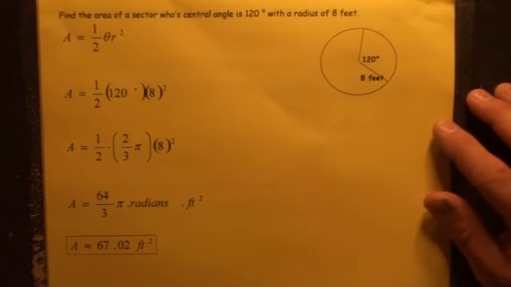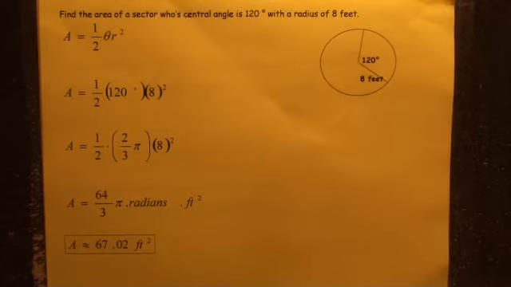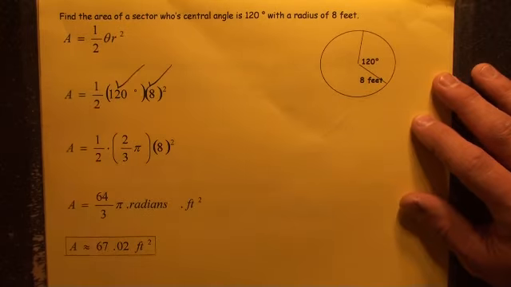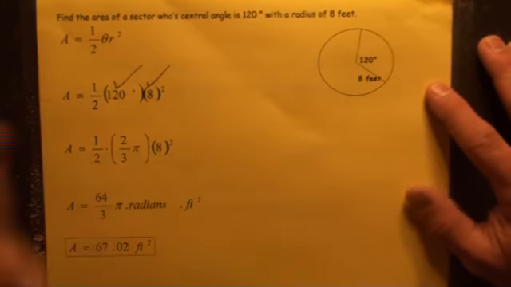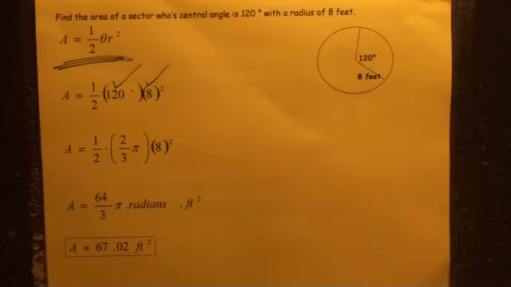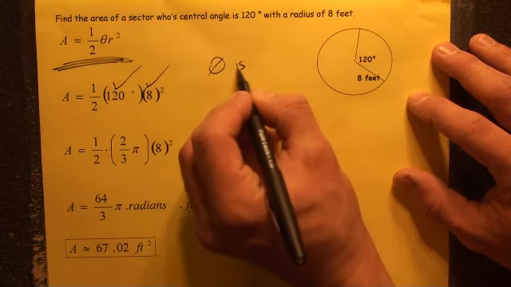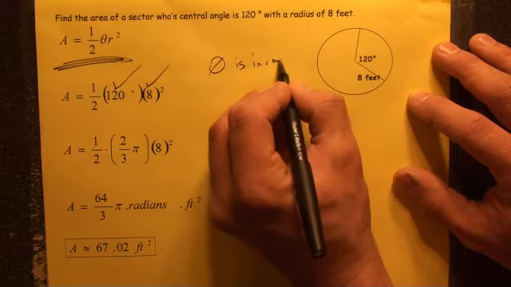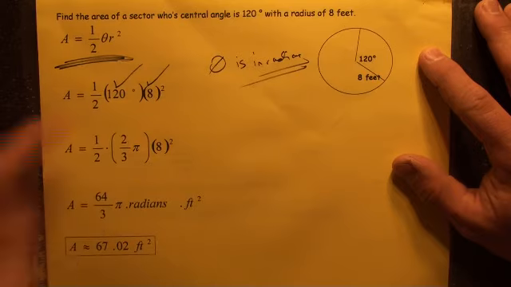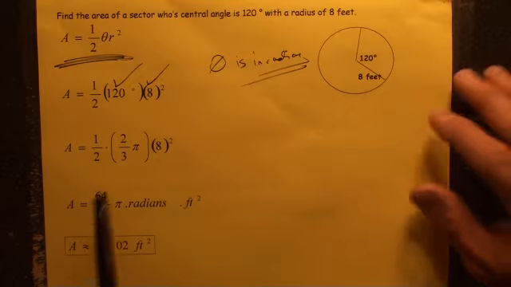Let's take a look at this. Find the area of the sector whose central angle is 120 degrees with a radius of 8 feet. Well, we would plug in 8 for the radius. We'd plug in 120 for theta. But this formula, just like in video 170, where we did arc length, theta has to be in radians, radian measure. So we convert 120 degrees to radian measure, which there's a video on that, so go back and check it if you need to.